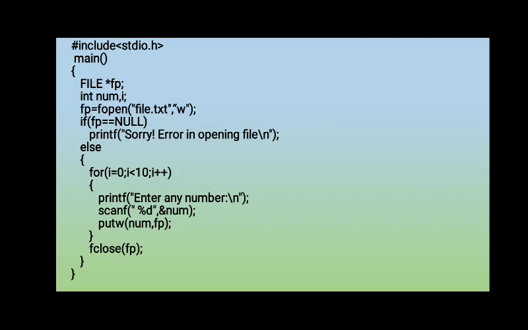You have the file pointer fp, and you're declaring the variables num and i. You're opening file.txt in write mode, then checking for any error in opening the file. Else, you're first reading a number and writing that, then again reading a number and writing that, again reading a number and writing that. You're reading 10 numbers and writing them to file.txt using the putw function.